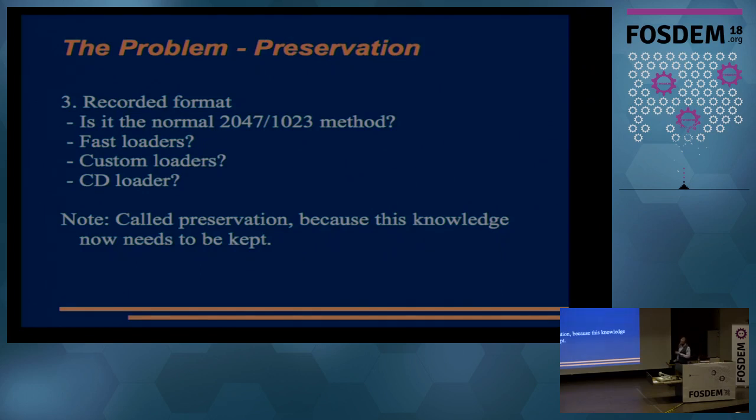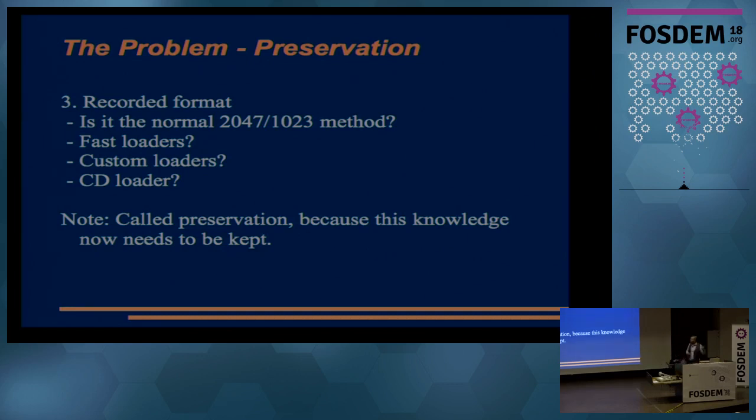The next problem on preservation is, well, how's it stored? We don't always use this 2047-1033 method. For things like copy protection, which you may be aware of, people decided they'd write their own load and save routines so that the normal load and save routines wouldn't work. So your standard disk copying programs and your standard tape copying programs would not work. So you have to work around them.